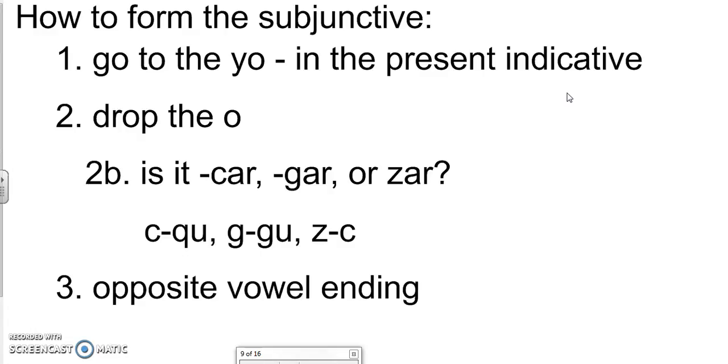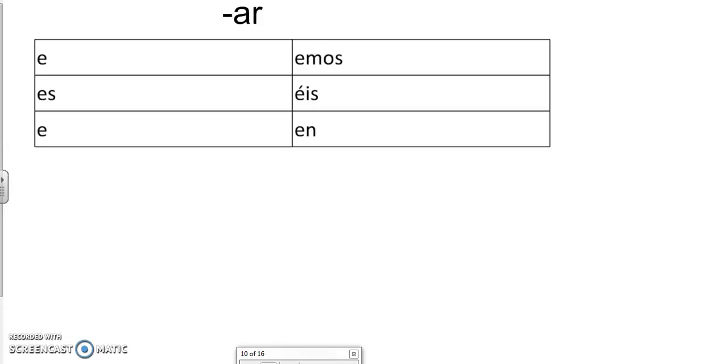Step 2, we'll drop the o. Step 2b, is it car, gar, or zar? If it is, change the c to qu, change the g to gu, change the z to c. And then you add the opposite vowel ending, which in this case, for the AR verbs, we will add e, es, e, emos, éis, en. And for ER and IR verbs, we will add a, as, a, amos, áis, and an.